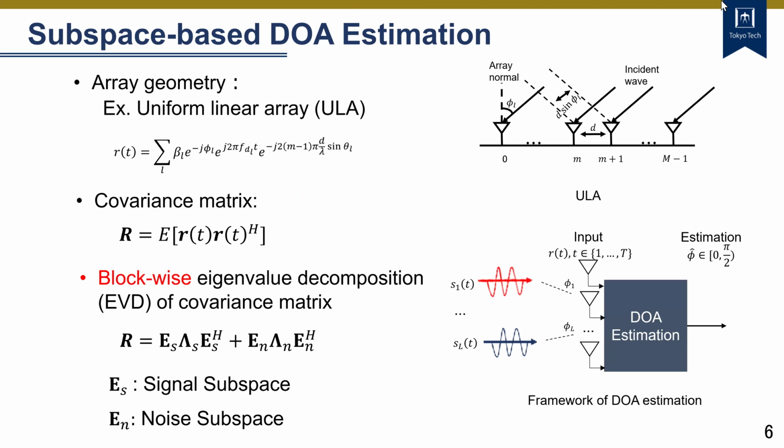There is a conventional technique called the subspace technique, which can be used to estimate the angle information first. The traditional subspace-based method uses the array geometry to obtain the received signal like this, and then we can calculate the covariance matrix like this. The next step is to conduct the block-wise eigenvalue decomposition of this covariance matrix calculated from the received signal to separate the signal subspace and the noise subspace. Then we can use some subspace technique to find the DOA estimation from the signal subspace or the noise subspace.